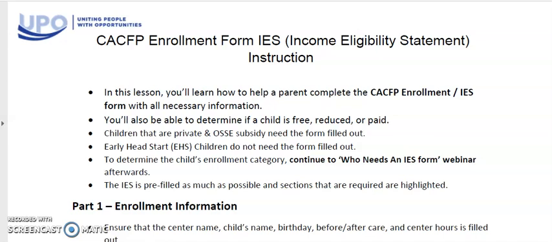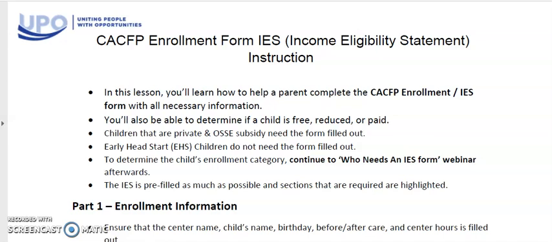In this lesson, you'll learn how to help a parent complete the CACFP Enrollment IES form with all necessary information. You'll also be able to determine if a child is free, reduced, or paid. Children that are private and OSSI subsidy need the form filled out. Early Head Start children do not need the form filled out. To determine the child's enrollment category, continue to the Who Needs an IES Form webinar afterwards.